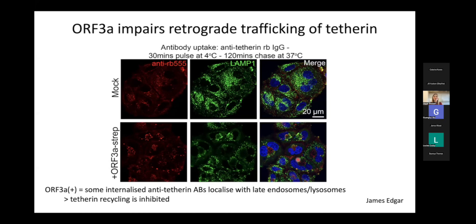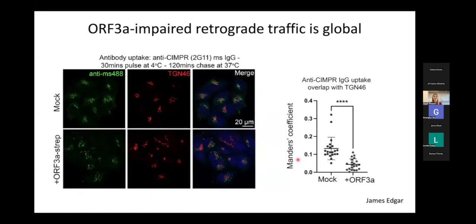We don't think this is a specific Tetherin mechanism. When we looked at other cargo of the retromer complex, such as SIMPA, we saw a similar phenotype. So we saw that, again, the uptake of the anti-SIMPA antibody was seriously decreased in the presence of ORF3a and no longer overlapping with the TGN as we would expect.